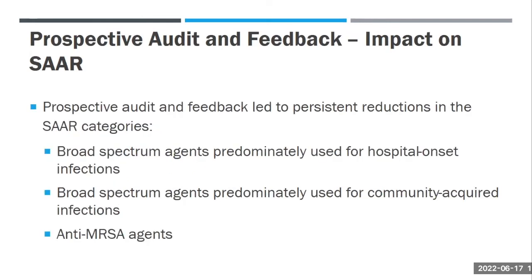Starting prospective audit and feedback and including the infectious disease physician led to persistent reductions in the following SAAR categories: broad spectrum agents used for hospital onset infections, broad spectrum agents used for community acquired infections, and anti-MRSA agents. So when we're thinking about stewardship interventions, those are generally the places we're going to be starting, right? Our broad spectrum coverage, our anti-pseudomonals, our anti-MRSA agents, and then secondarily to that would be your broad spectrum for community acquired, so your ceftriaxone, your fluoroquinolones.